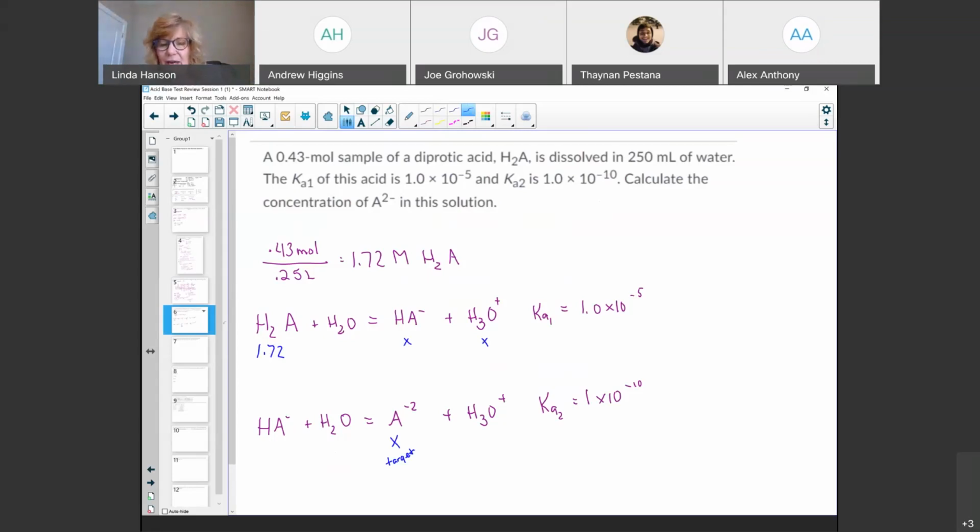And we understand by now that when we have such small values of Ka, I can just toss out the value of minus X and make the math a little more simplistic. We called that the 5% rule when we were going through our notes together. So I can find the value of X by taking Ka1, setting it equal to X squared over 1.72.